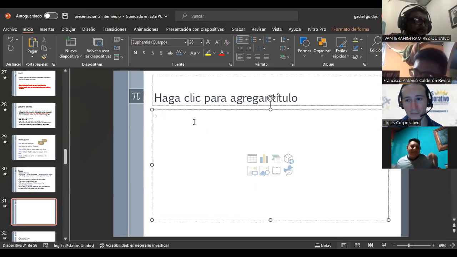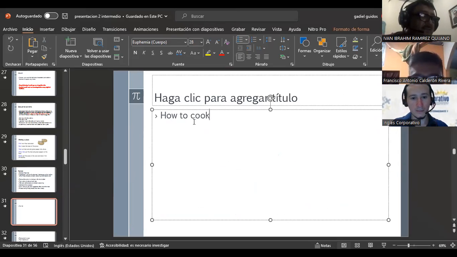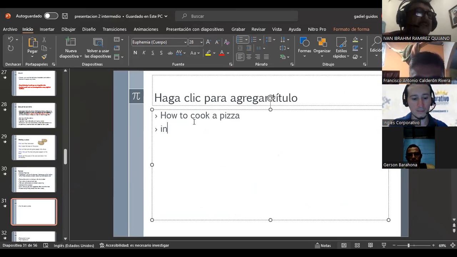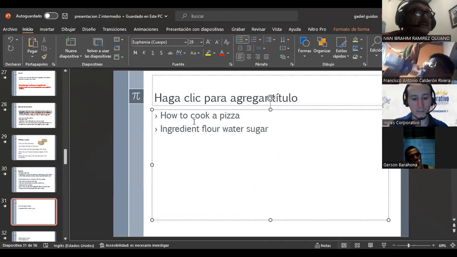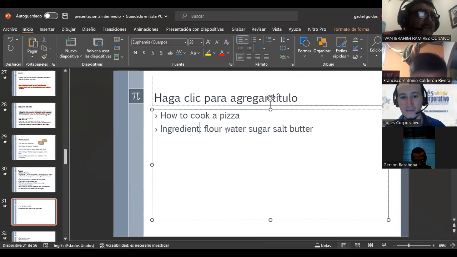Okay, how to prepare a pizza? Ingredients: flour, water, sugar, salt, margarina, ¿cómo se dice? Margarina, butter, mantequilla, butter. Okay. Flour, water, sugar, salt, butter.